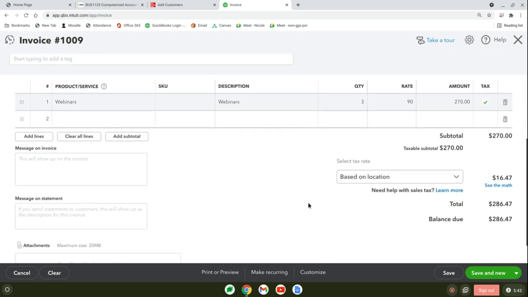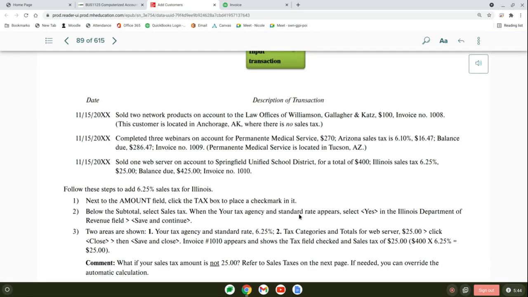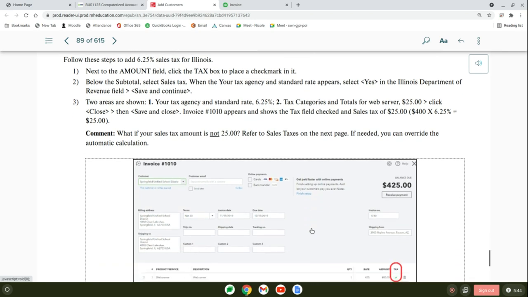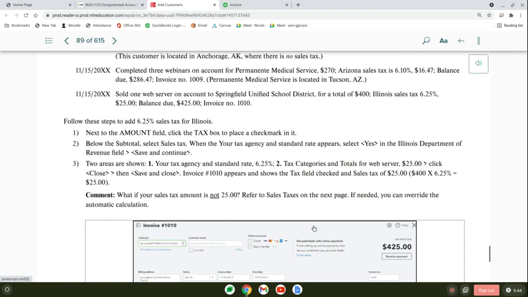Now when we set this up, we already said that we wanted there to be sales tax applied based on location. So it's telling me $16.47. So let's see what they have in the book here. Wonderful. Wait, where is it? Oh, here it is. $16.47. There we go.